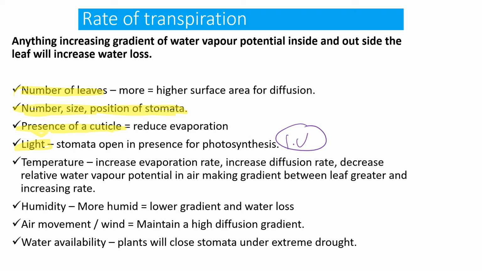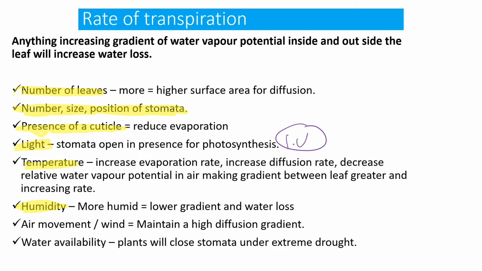Another factor that can affect the rate of transpiration is temperature, because with increased temperature there's an increased diffusion rate, and water vapor will move from higher to lower concentration quicker, increasing the rate of diffusion. And then the last few: humidity. Humidity is the amount of water in the atmosphere. So if there's a high humidity, that means there's actually a lot of water in the atmosphere.